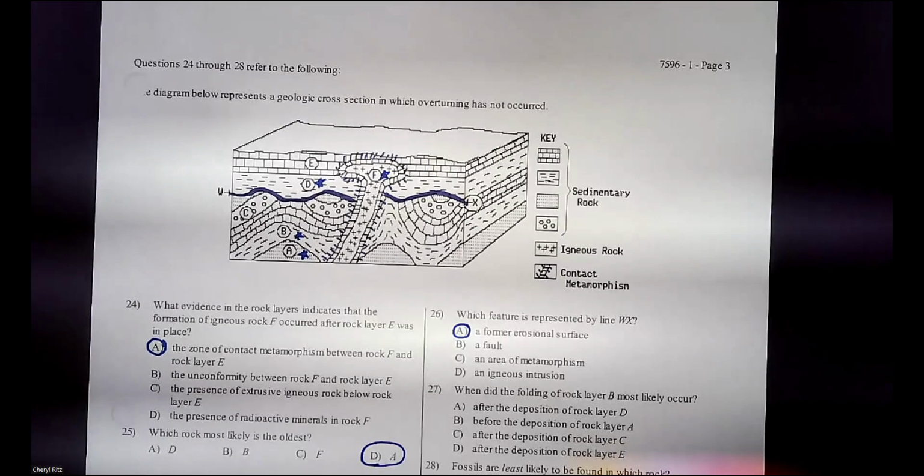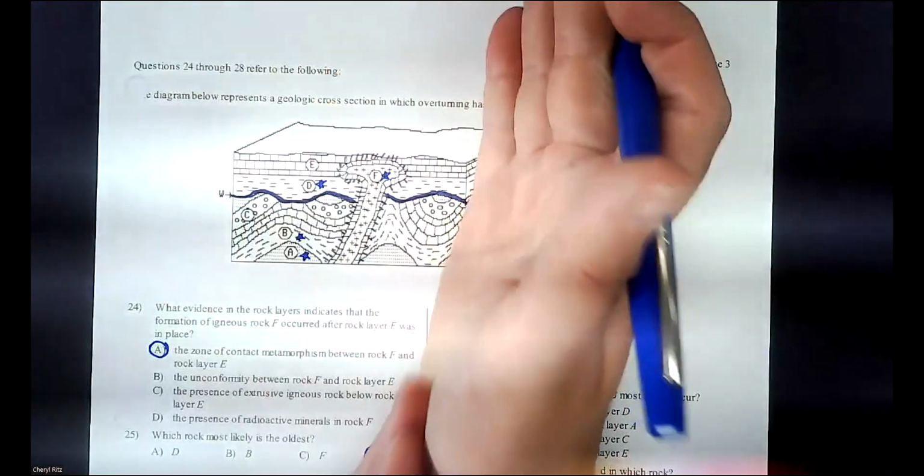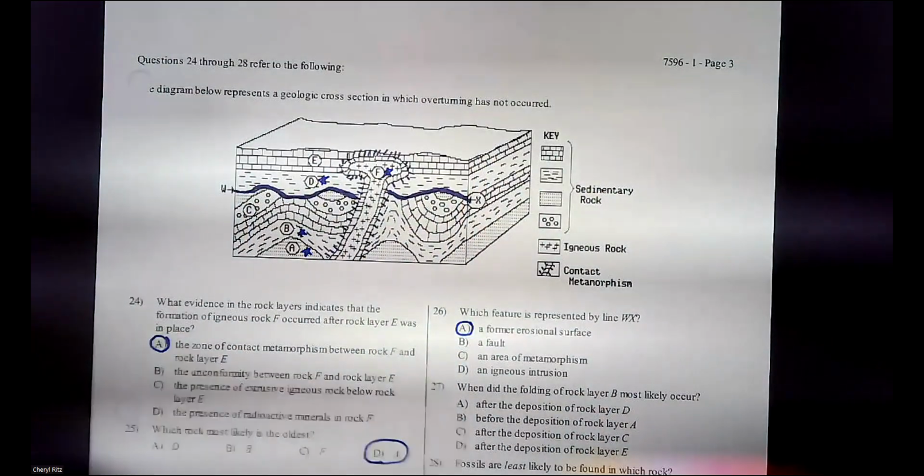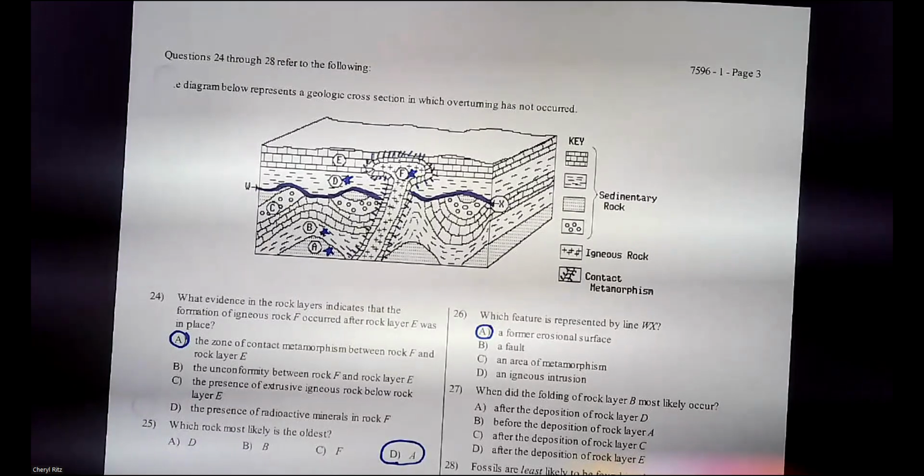When it's a fault, it goes like this, Sarah says. It's when the rock layers break and they no longer line up perfectly.